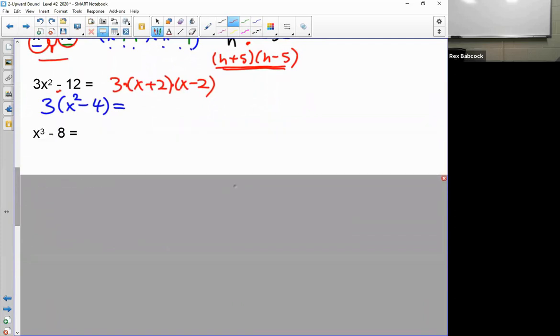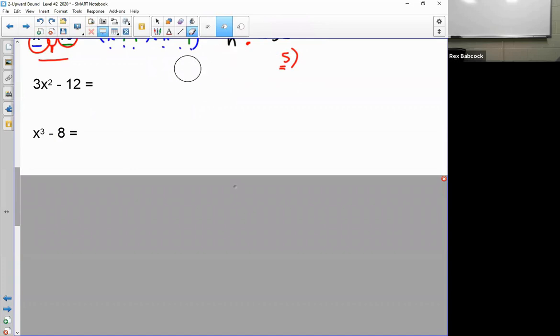The next one, difference of cubes. Now on squares, it always has to be a difference. It always has to be a subtract. On perfect cubes, it can be a plus or a minus. For example, I say, oh, I see this one is perfect cubes. It's x cubed and 2 cubed. So it's a difference of perfect cubes. It's also a special formula.